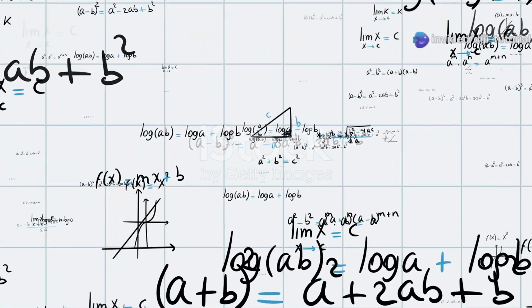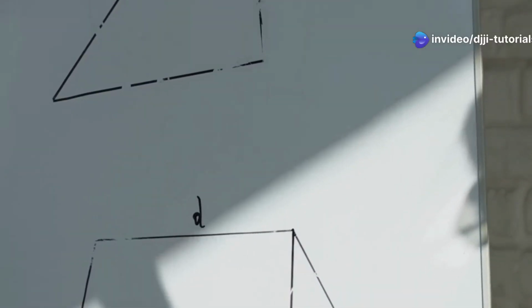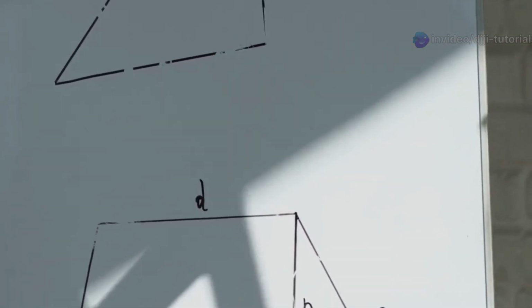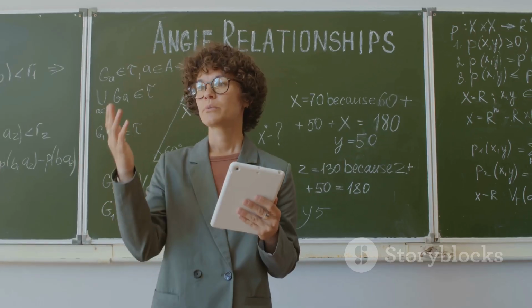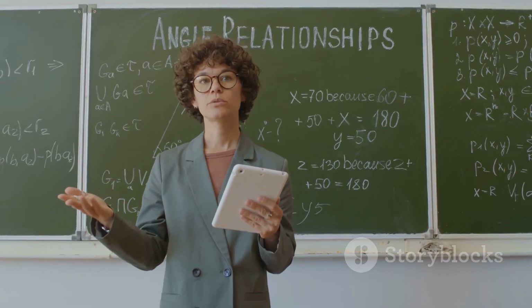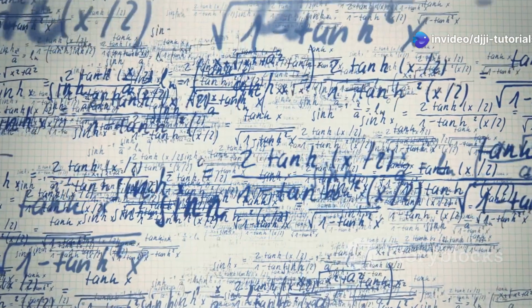An angle in standard position has its vertex at the origin of a coordinate plane and its initial side along the positive x-axis. This position is fundamental for defining trigonometric functions, as it allows us to associate an angle with a point on the unit circle or a point on the terminal side of the angle. Here's a more detailed explanation.